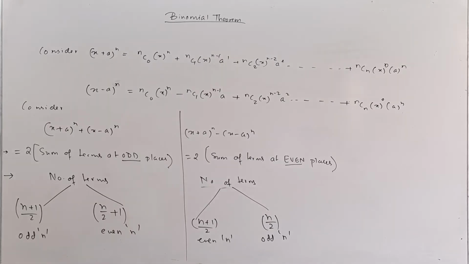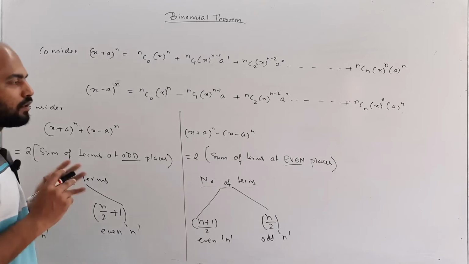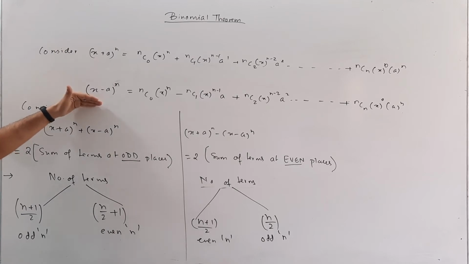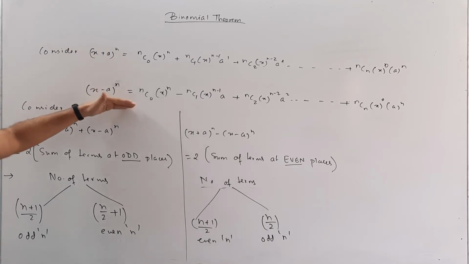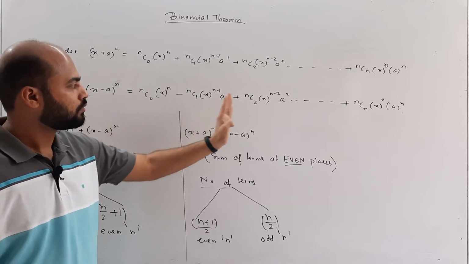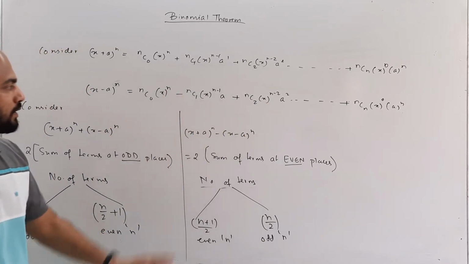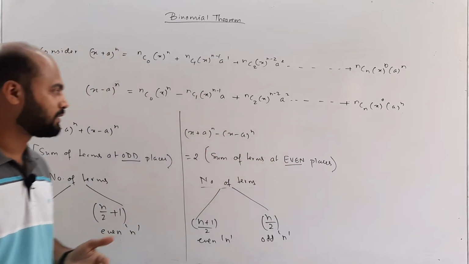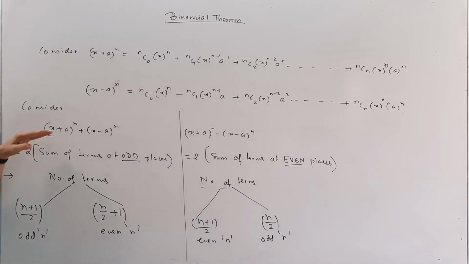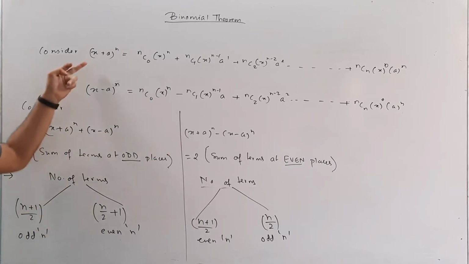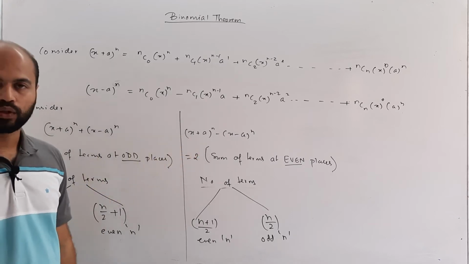Now let us go to the next concept and consider these two expressions. One is x plus a raised to n, the other one is x minus a raised to n. The expansion of both of them is almost similar, except the fact that there is a minus sign at all the even places. That is the second term, fourth term, sixth term is going to be negative in this case. So now let us consider the expansions 1 and 2. So here we are adding both the expressions, here we are subtracting both the expressions.